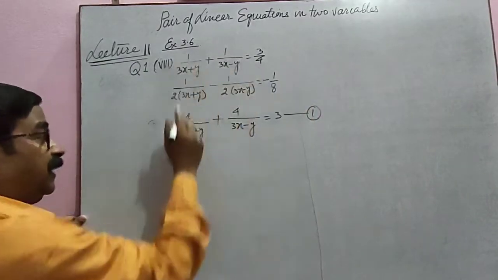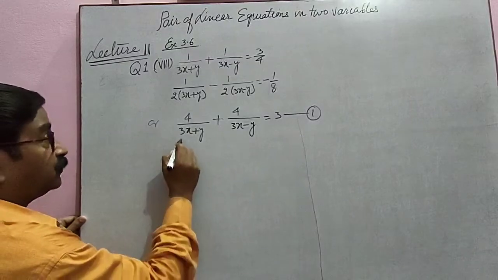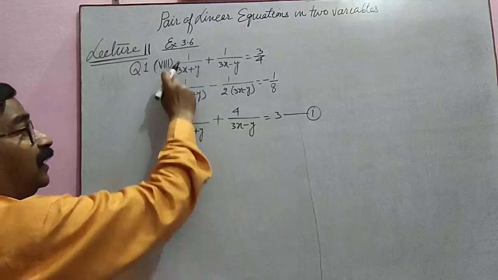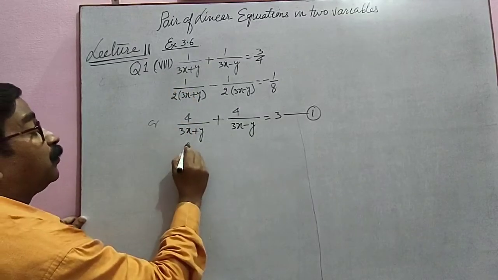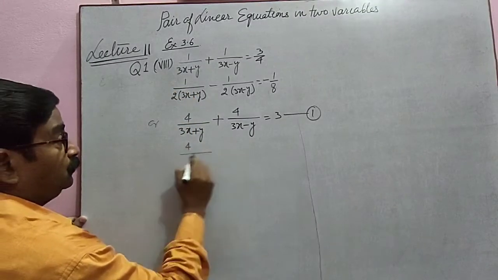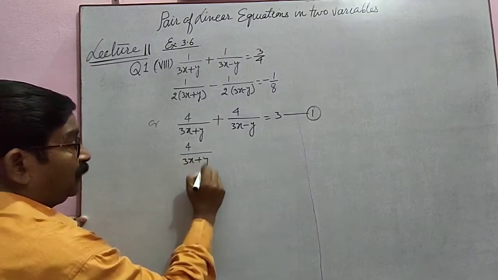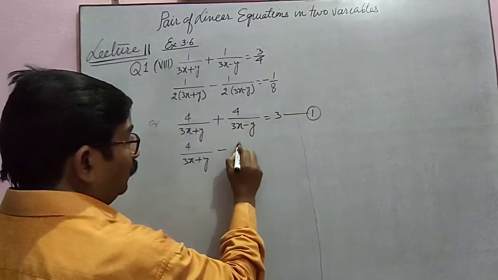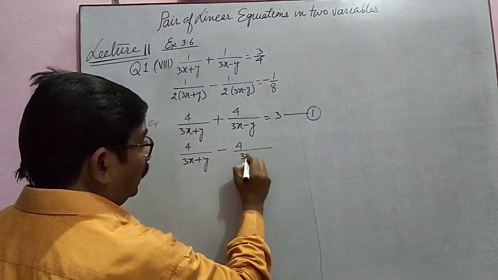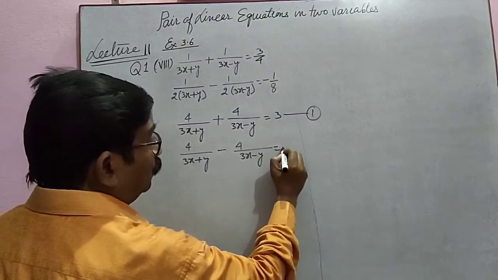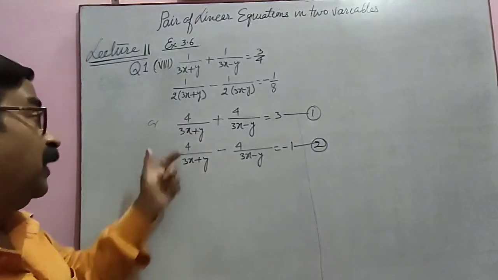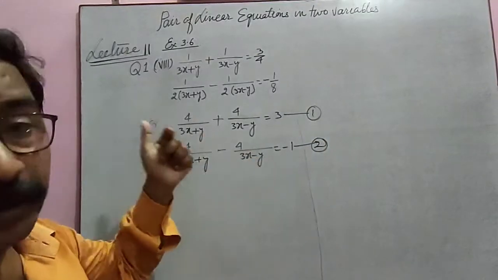Here multiply this by 8. If you multiply by 8, 2 fours are 8. Again it will become 4 upon 3x plus y minus, multiply this side, 2 fours are 8 here. So we have 4 upon 3x minus y is equal to minus 1. Let us see question number 2. Once again we will have the same equation. It will run twice.